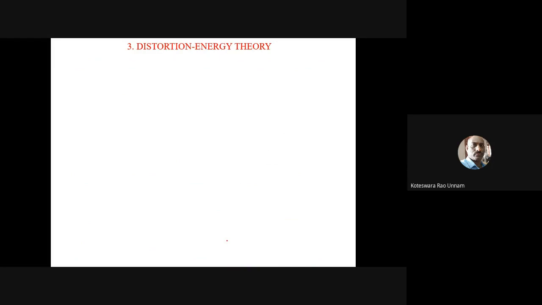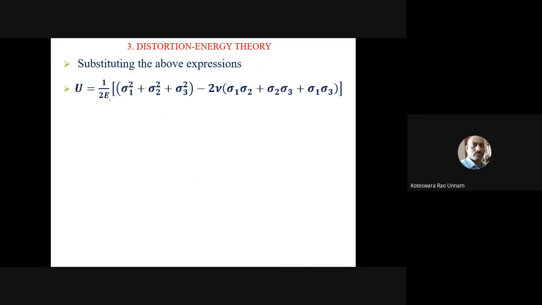If I do that and simplify the expression, I get the expression for the total strain energy. You can say it is the total strain energy in the elemental cube, which is equal to 1 by 2E into sigma 1 square plus sigma 2 square plus sigma 3 square minus 2 times nu, where nu is the Poisson's ratio, into sigma 1 sigma 2 plus sigma 2 sigma 3 plus sigma 1 sigma 3.